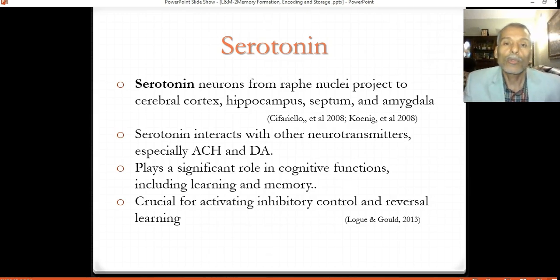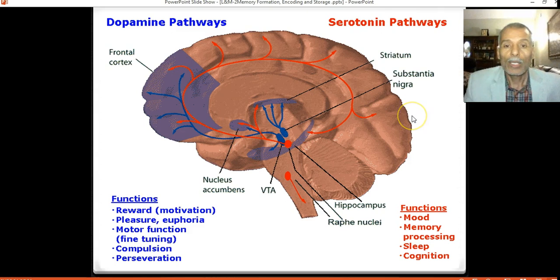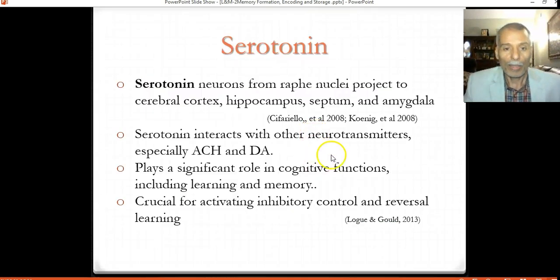Serotonin is a neurotransmitter produced in an area called the raphe, which projects to the cerebral cortex, the hippocampus, an area called the septum, and the amygdala, of course. So here's the system, and you can see all the areas that are named here. We want to know what exactly the function of serotonin is. As I mentioned, it interacts with dopamine, but it also interacts with acetylcholine.